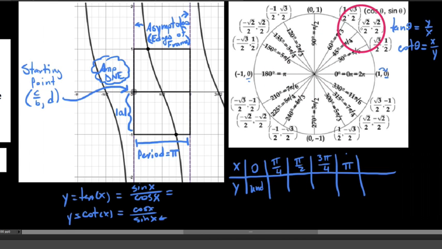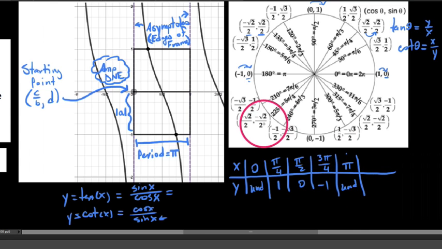Now going to pi fourths, we say x divided by y here. Well, something divided by itself is 1. How about at pi halves? When we look up here, x divided by y would be 0 over 1. That's a 0. At 3 pi fourths, we get x over y, which is really something divided by itself, but we have a negative divided by a positive, so we get negative 1. And then when we come back to pi, we get negative 1, which is our x value, divided by 0, which is our y value. And negative 1 divided by 0 is also undefined.